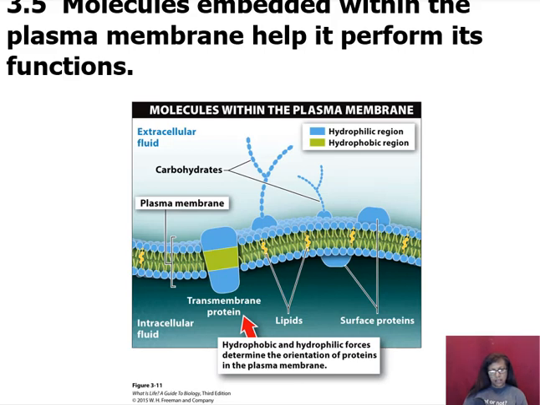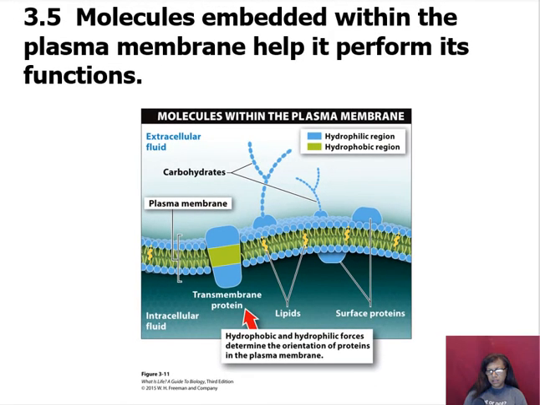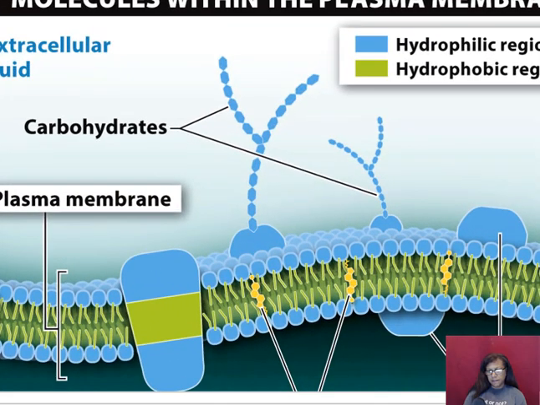But I want to take a closer look at the plasma membrane, because remember, we want to always get down to the molecular level, understanding how things work down to the molecular level. And here, what we can see on this slide, and I'm going to zoom in just a bit, we can see that we have these molecules that are embedded within the plasma membrane that help it perform these critical functions. So let me zoom in just a little bit more so you can actually hopefully see better.